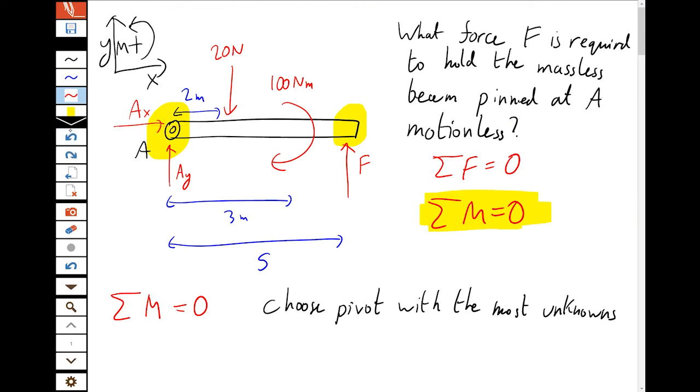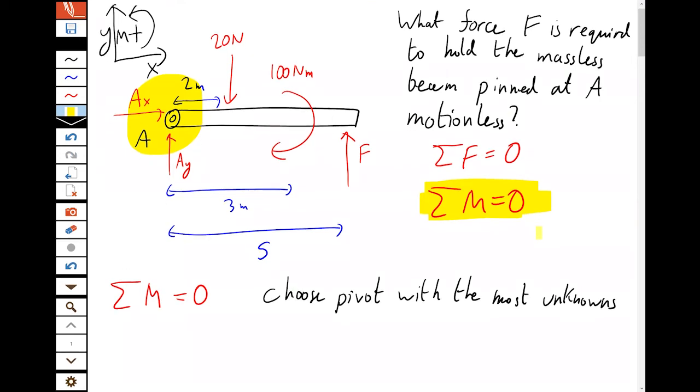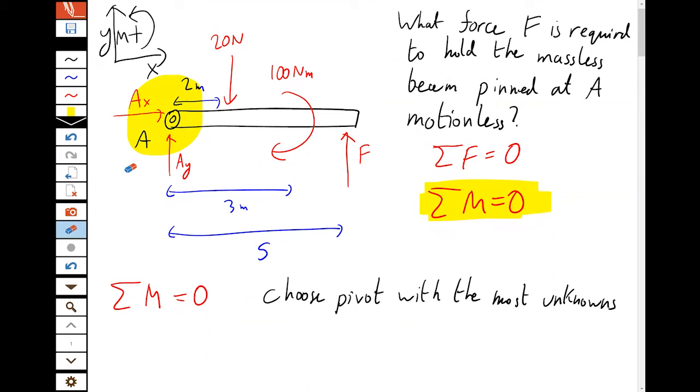So for convenience, we'll take the pivot point as the hinge at A. Usually, if you have a nice single hinge like that, or a ball and socket joint in 3D, which you'd look at later in the course, you'd always choose it. So we take the moments around there. Let's have a look at them. So the sum of the moments is 0.